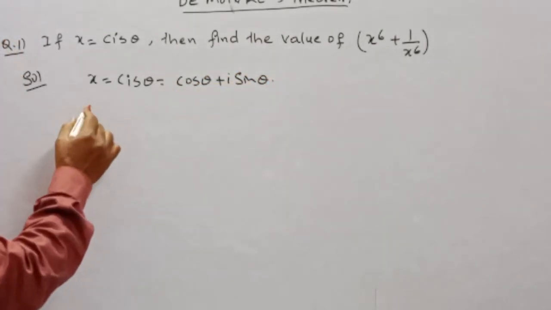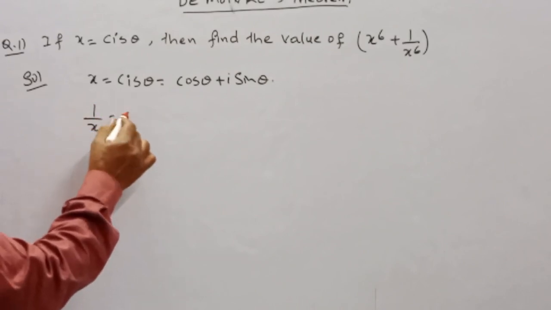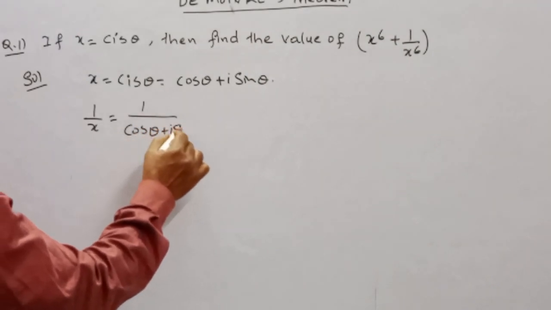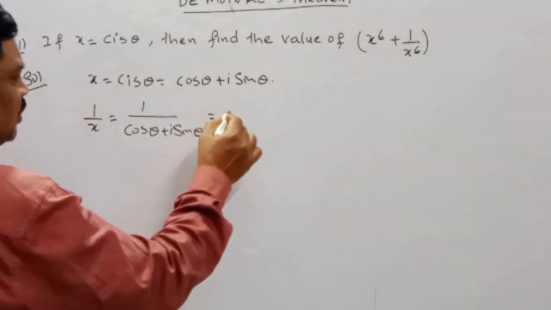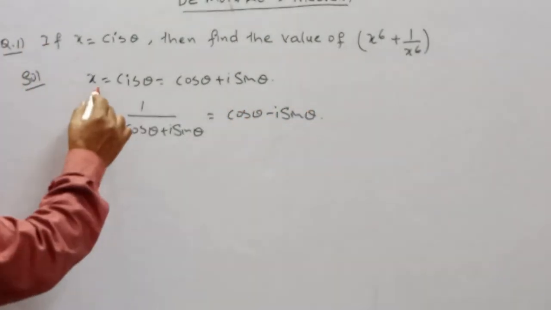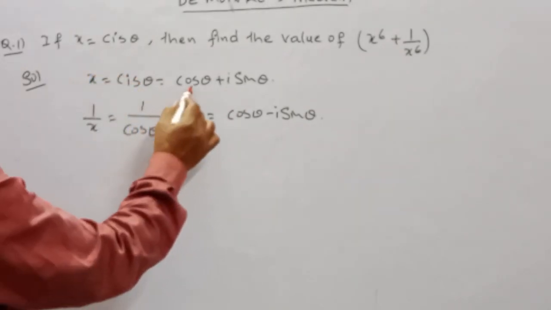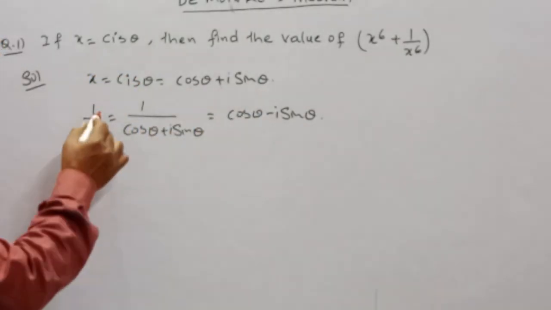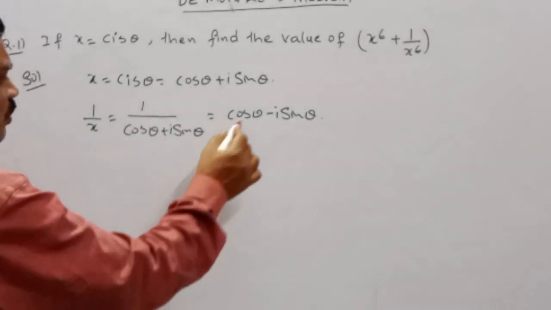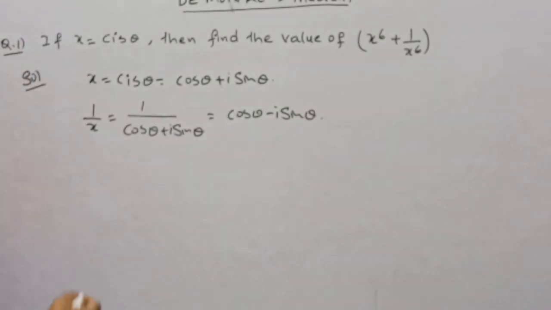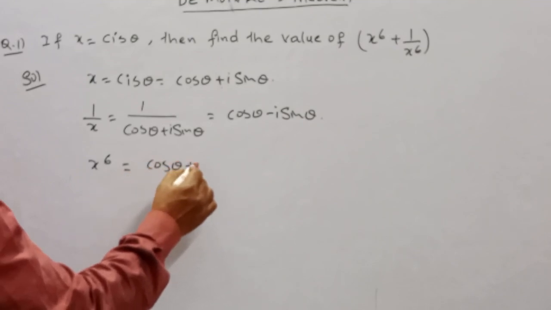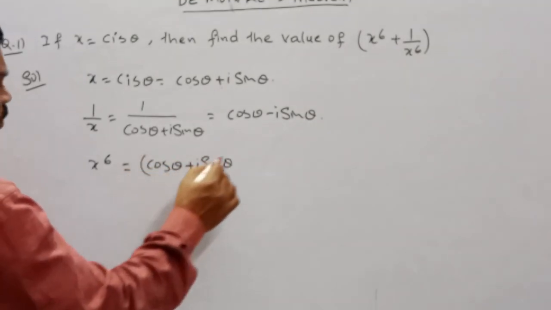Okay, all of you. Here 1 by x is equal to 1 by cos theta plus i sin theta. This can be written as cos theta minus i sin theta. x value, x is equal to cis theta means cos theta plus i sin theta. 1 by x is equal to 1 by cos theta plus i sin theta is equal to cos theta minus i sin theta. x power 6 is equal to cos theta plus i sin theta whole power 6.